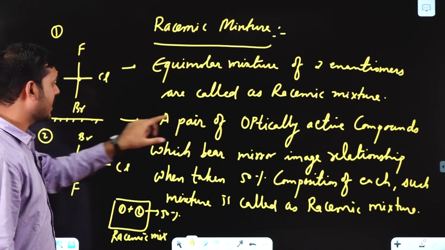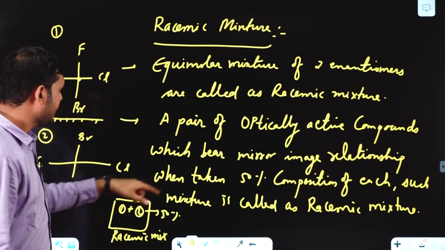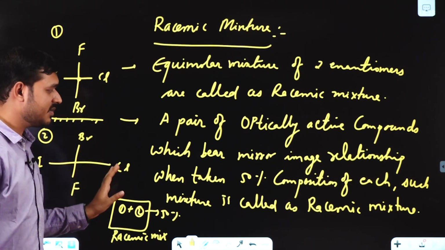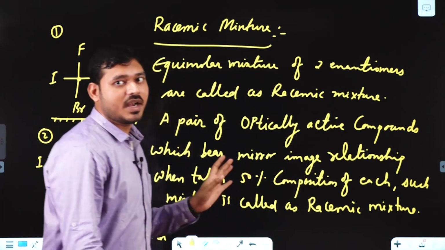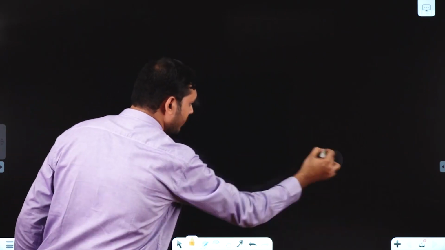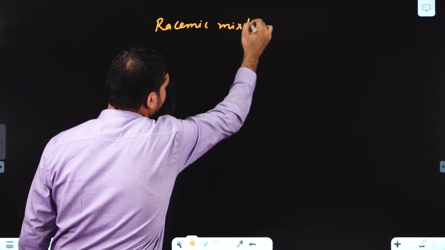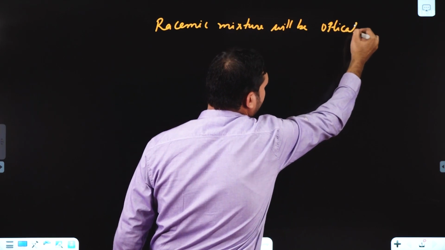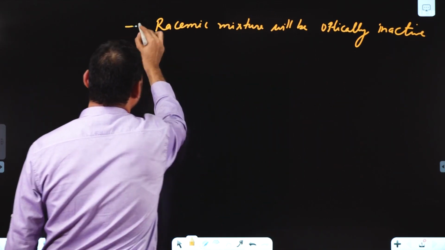Or a pair of optically active compounds, a pair which bear mirror image relationship, when taken 50% composition of each, such mixture is called racemic mixture. Clear to everyone? Okay, now let's understand why it is optically inactive. Racemic mixture will be optically inactive. Let's understand this.